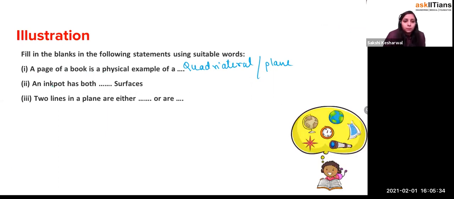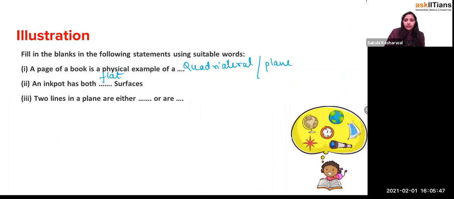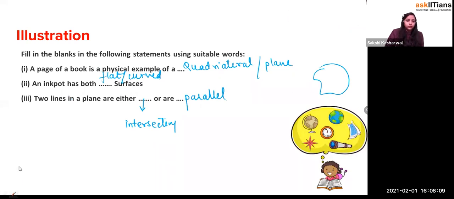And an ink pot has dash surfaces. It has what? Flat surfaces? Yes or no? An ink pot has a flat surface? Yes or no? Curved surface, it can be like this also. Sometimes the ink pots are like this, designer, flat or curved surfaces. Yes. And two lines in a plane are what? Either intersecting or it will be parallel. So I think it's better you write your answers over here as a plane, not as quadrilateral, right?